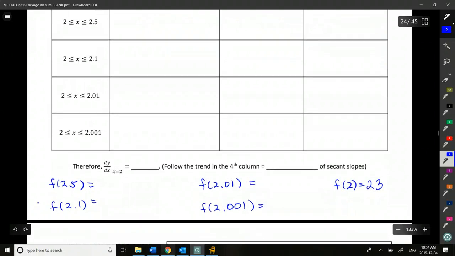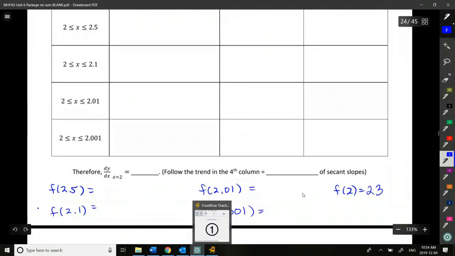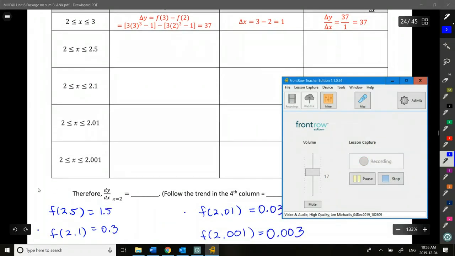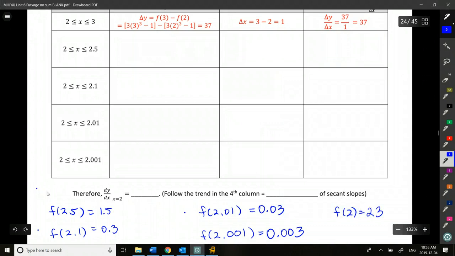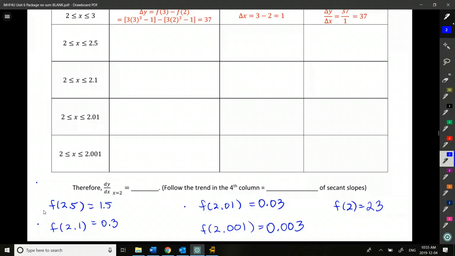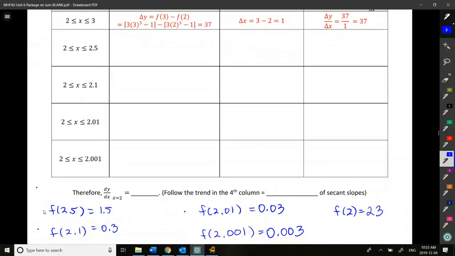Okay, so I'm going to pause the video. You guys quickly calculate those using 3x squared minus 1. Okay, so we need somebody to confirm these values for us. What did you guys get? For 2.5, I got 17.75. For 2.1, I got 12.23. For 2.01, I got 11.1203. And for the last one, I got 11.012003.